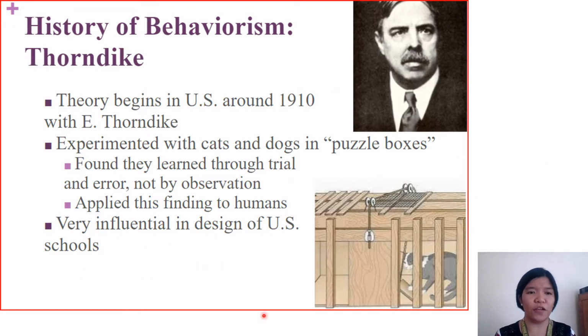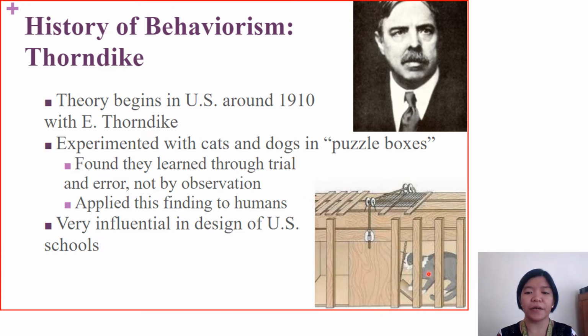Let's go further for the history. The theory begins in the US around 1910 with Edward Lee Thorndike. He experimented with cats and dogs in puzzle boxes, and this is an example. This is a puzzle box.